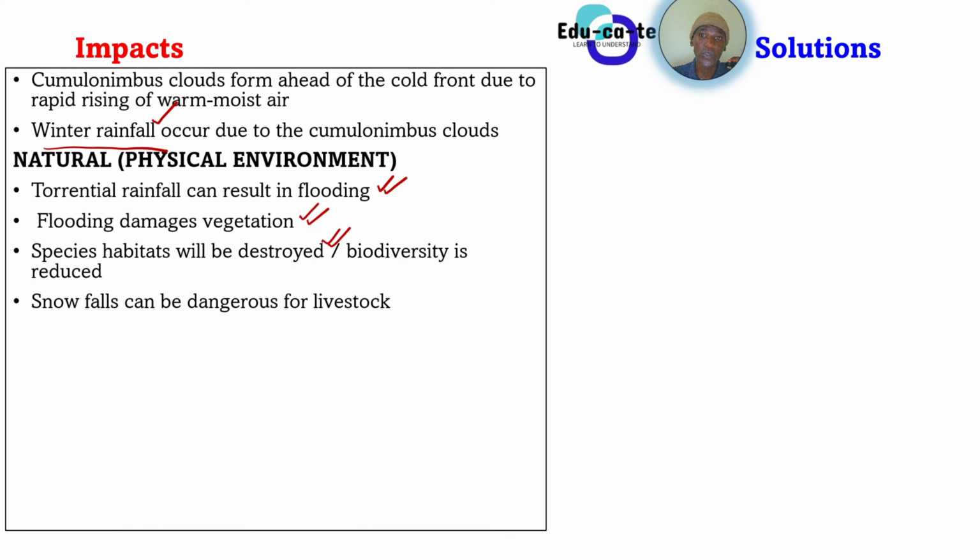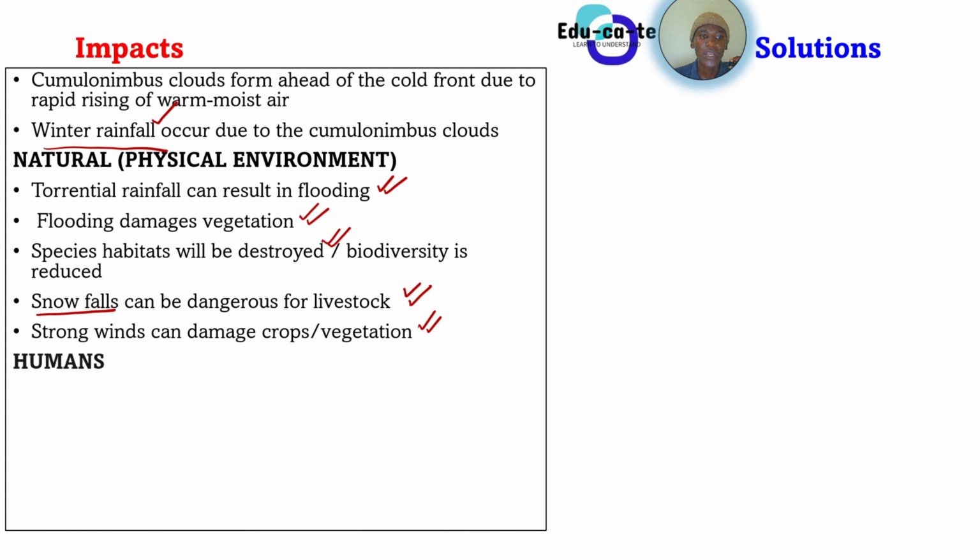Snowfalls can also be dangerous for livestock, because remember that livestock can actually die from snow. We didn't mention it, but behind the cold front there are cumulus clouds, and those cumulus clouds can bring snow. So those snowfalls can be dangerous for what? For livestock. And then let us look at the strong winds as well. Remember, we've said that there's a steep pressure gradient along the cold front. So it generally means that there are strong winds. And those strong winds can damage crops or damage vegetation.